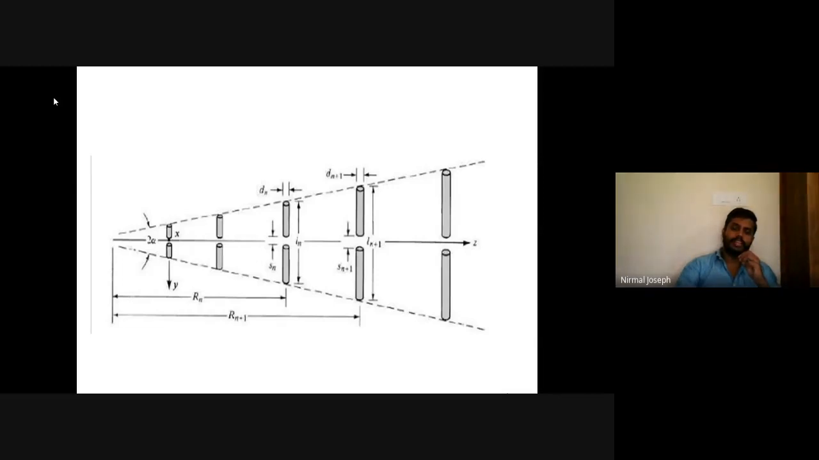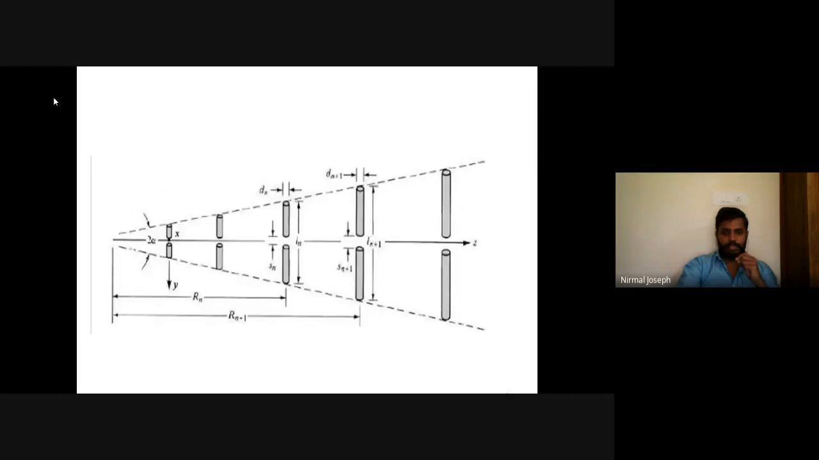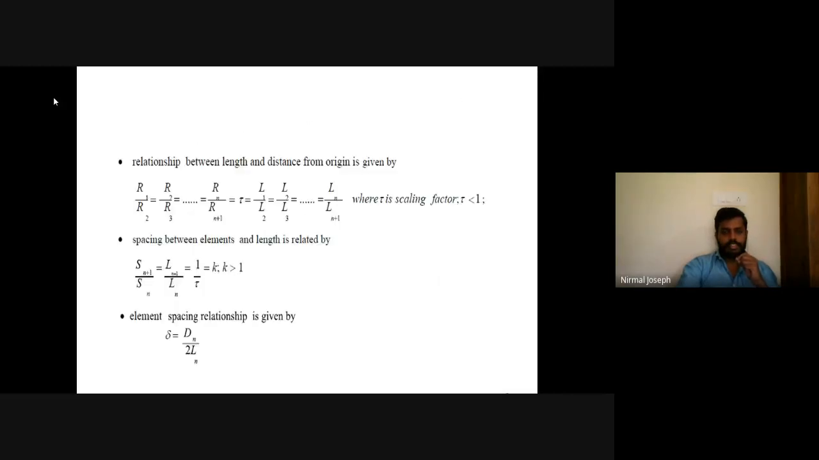Here we can see that the separation between the elements is increasing. So just come here, Sn plus 1 divided by Sn. You can see that Sn plus 1 is more than Sn. So what will this ratio be? Sn plus 1 divided by Sn should be greater than 1. Since tau is less than 1, 1 by tau will be greater than 1. So we can say that Sn plus 1 divided by Sn is equal to 1 by tau, which is again equal to Ln plus 1 divided by Ln.